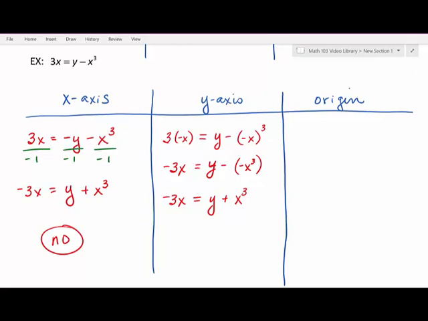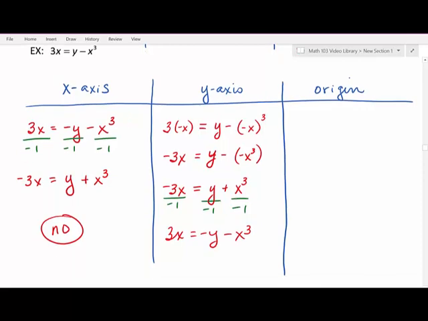Comparing it with the original. No, it's not the original. I can try dividing each term by -1, see if that helps. We get 3x equals negative y minus x to the third. Is that our original equation? No. So the graph of this equation does not display symmetry with respect to the y-axis either. The last one to check is origin. Here we want to replace both x and y with the opposite.